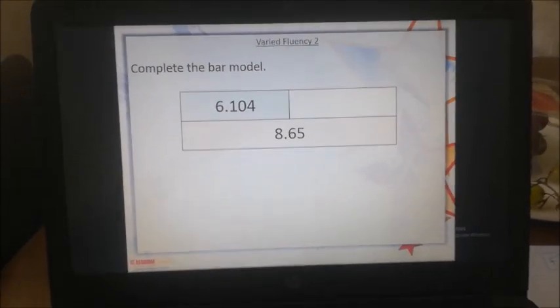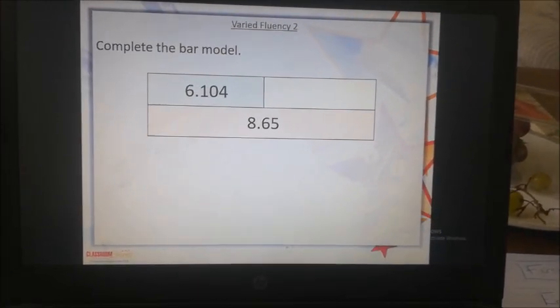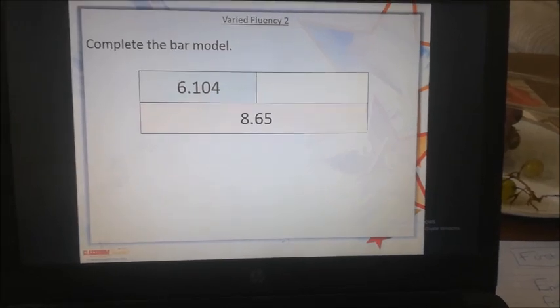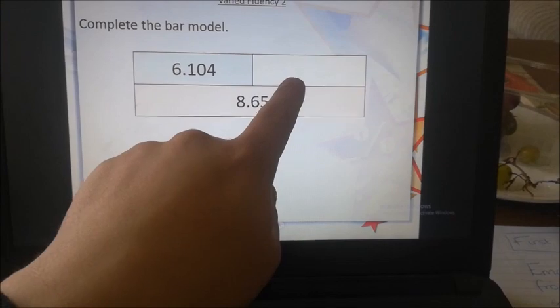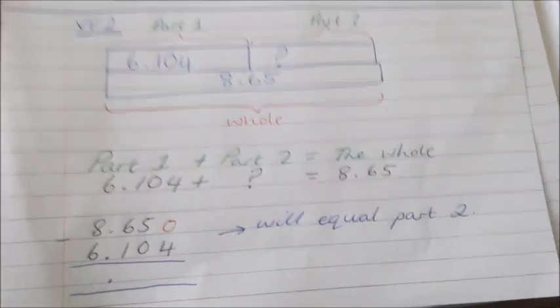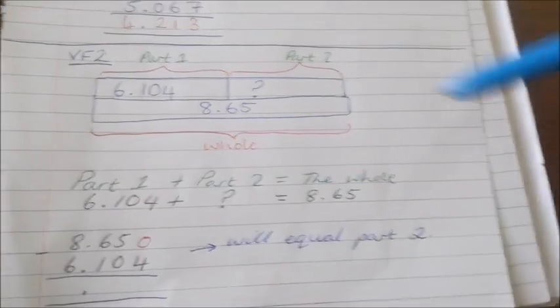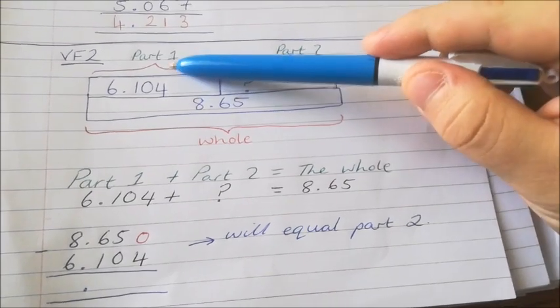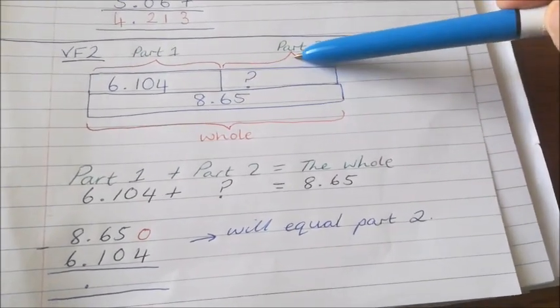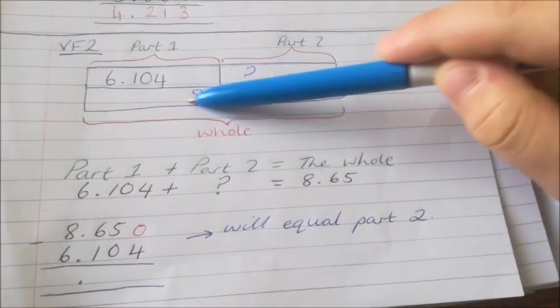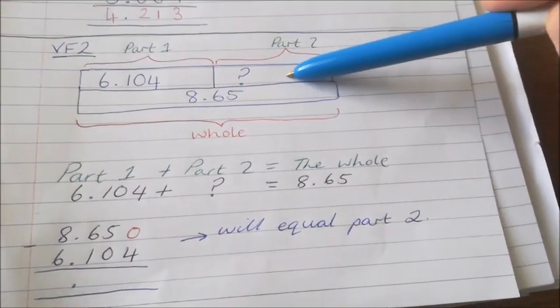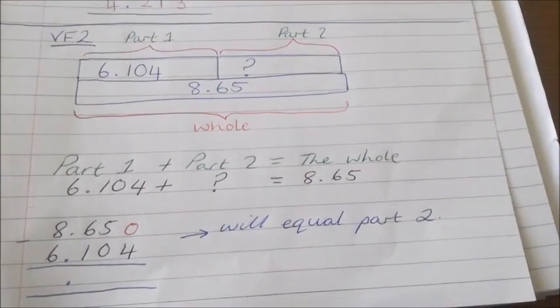Now, we're looking at part whole models and bar models in this lesson today as well. So here it says complete the bar model. We've got 6.104 and a question mark, and our long bar being 8.65. Now, I have drawn this out on my piece of paper as well for you. So what we've got here is this being part 1, this here being part 2, and this bottom one being the whole. It is the whole because it goes all the way across. It is the same size as the question mark and 6.104.